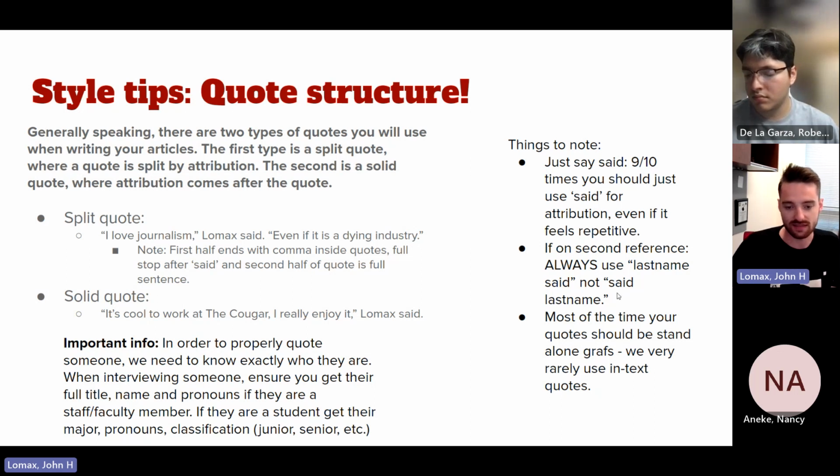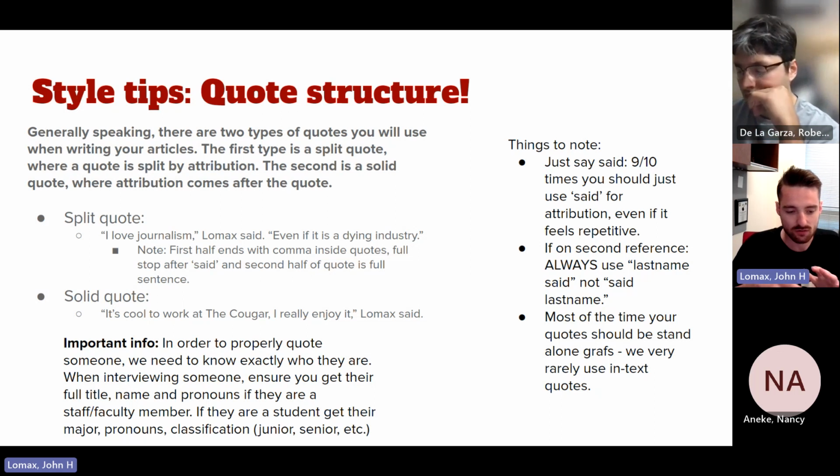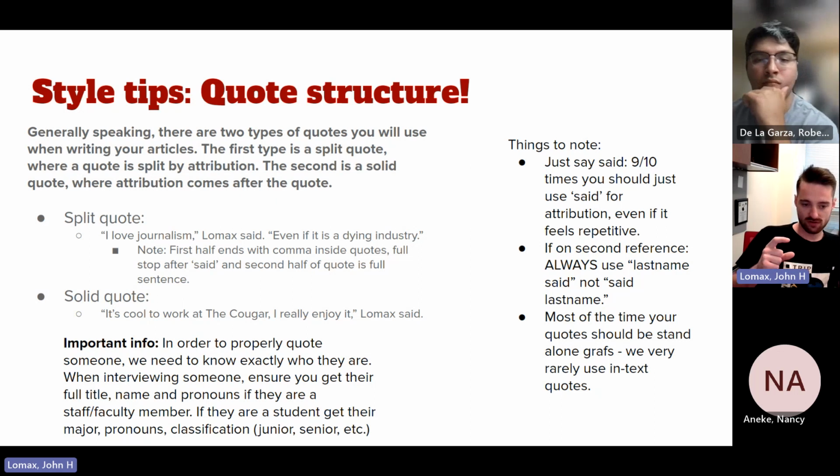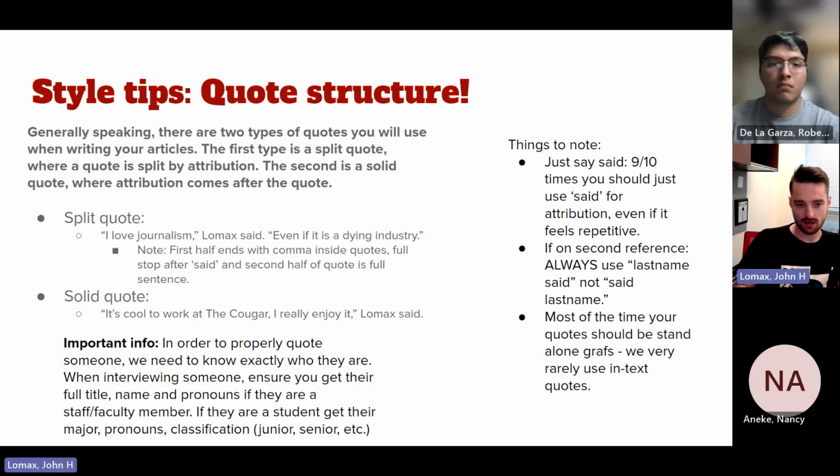And then most of the time, generally speaking, your quotes should be standalone graphs. Sometimes you can do an in-graph quote, but I don't really see the use for them a lot of times, at least from what we write. It's just easier to make them their own graph and their own thought. It also makes it easier to structure your story because it's information leading up to the quote, and then explanatory information.